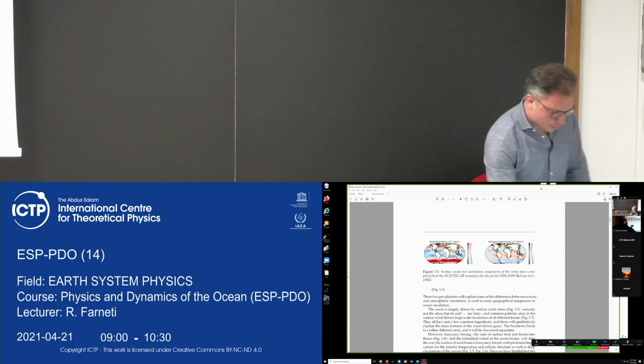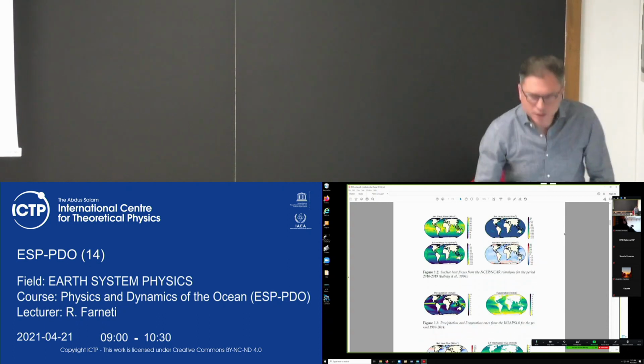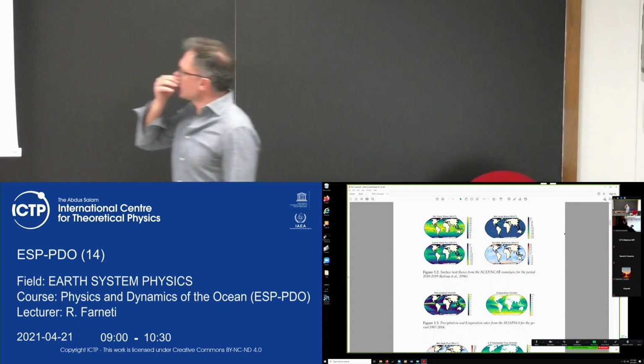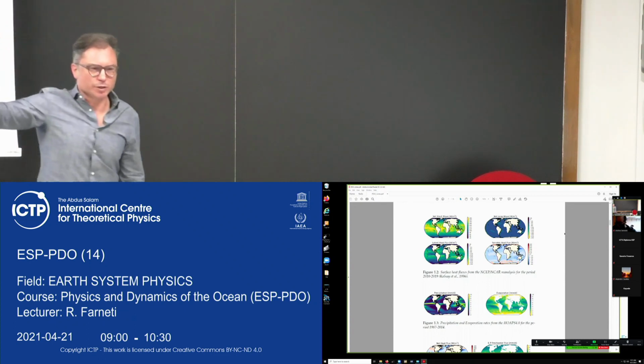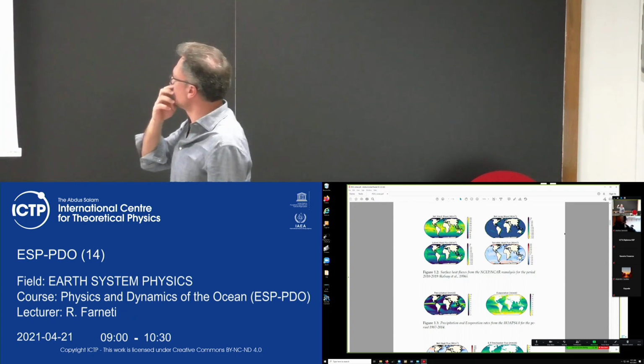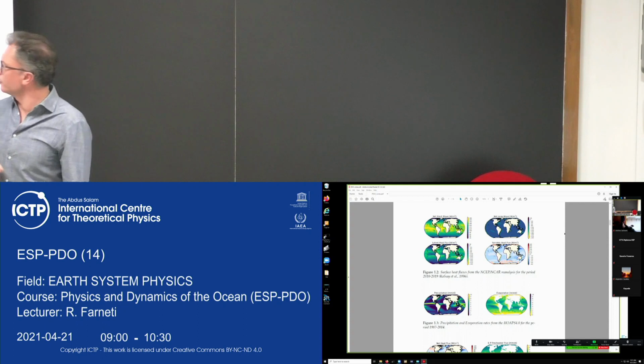Then there are not only momentum fluxes, but there are also buoyancy fluxes at the surface of the ocean, of course. These are the components of the surface fluxes: net short wave, net long wave, latent heat, and sensible heat. You can look at the details. You can see where the ocean is losing heat and where the ocean is gaining heat. We can go into the details later. And precipitation and evaporation fluxes at the surface.